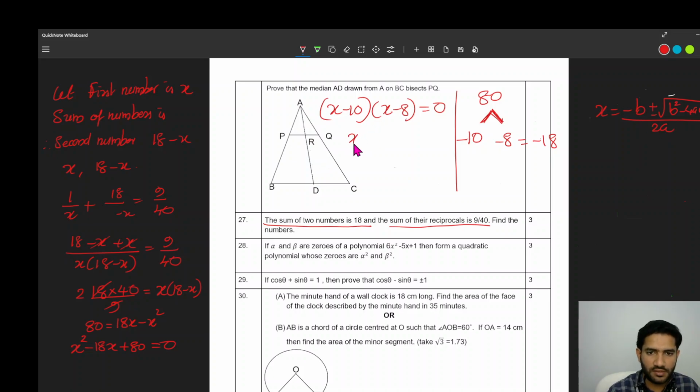So here, two solutions: x minus 10 equal to 0 or x minus 8 equal to 0. So we have x equal to 10 or x equal to 8. So these are the numbers, 10 or 8, two numbers. Then the 28th question, look at the 28th one.